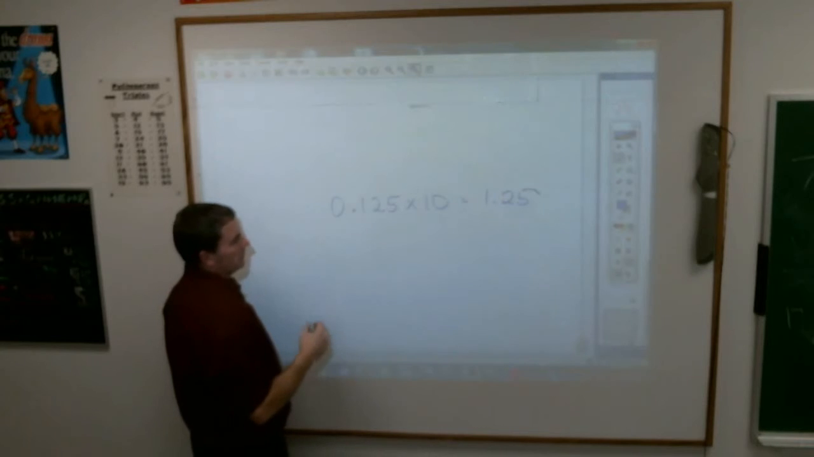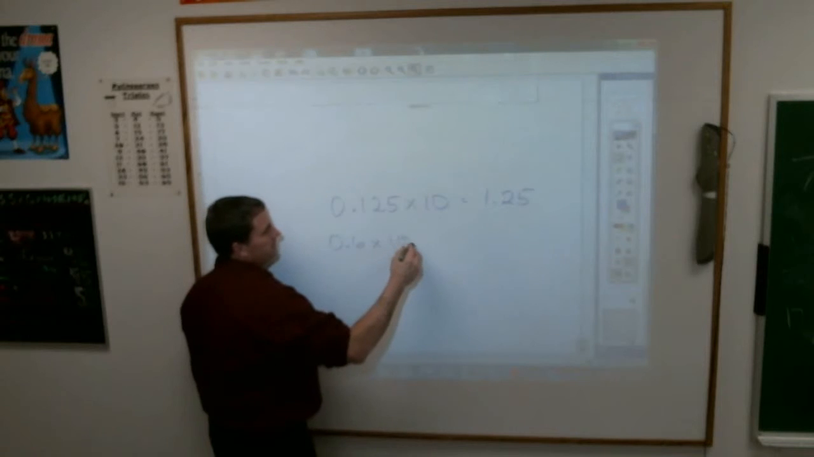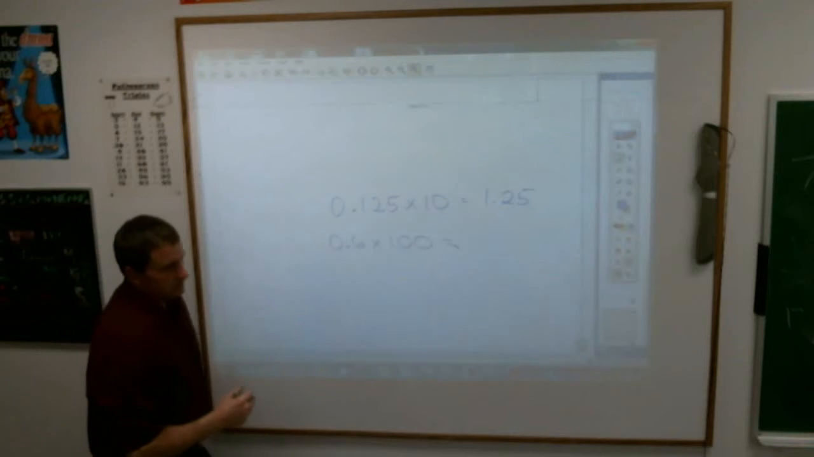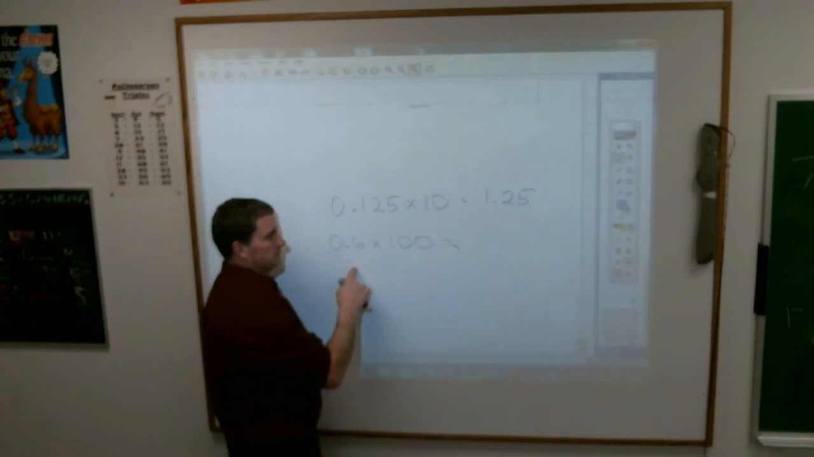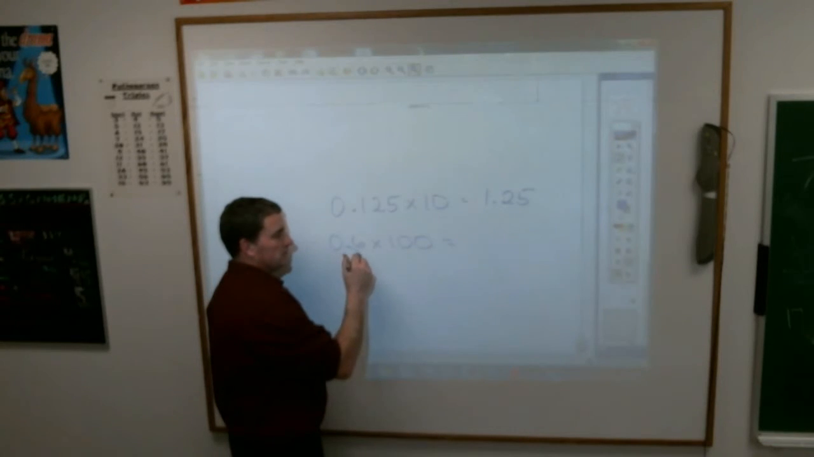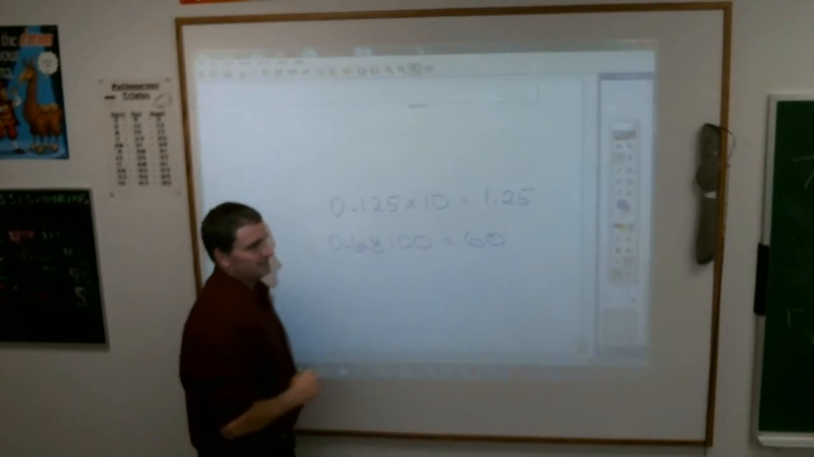There's no multiplication. If you had 0.6 times 100, your answer, Mia, would be? Move the decimal 2 places to the right. You end up with? I move the decimal 2 places to the right. There's 1. There's 2. It's going to be 60. No decimal needed in that.